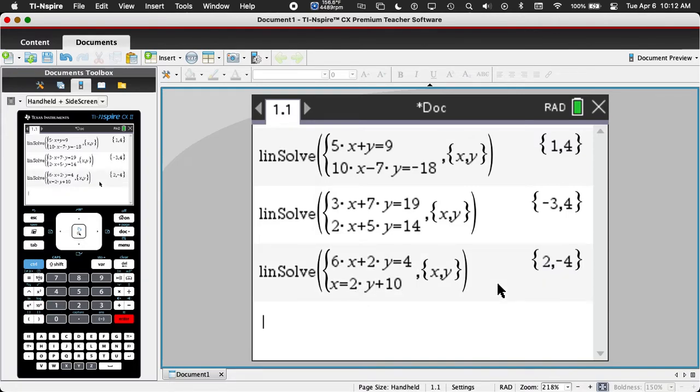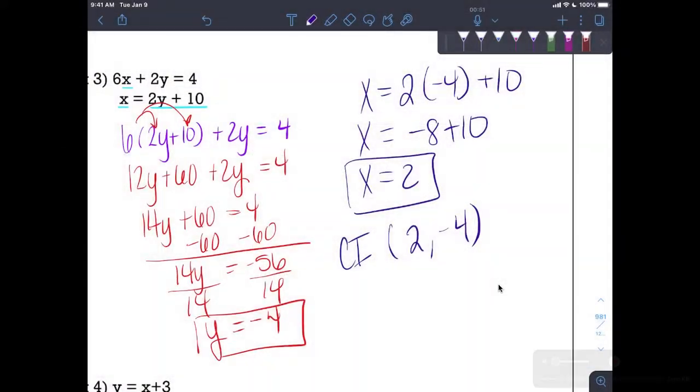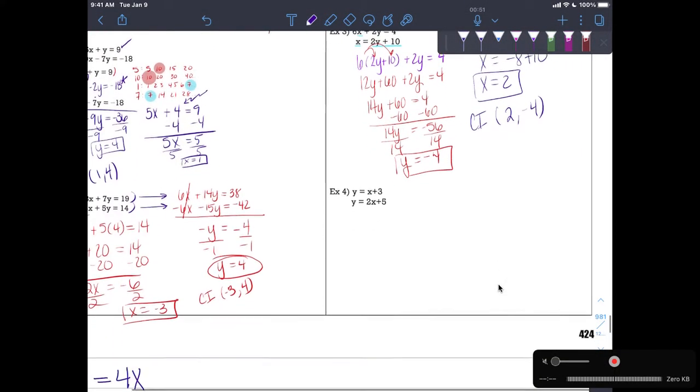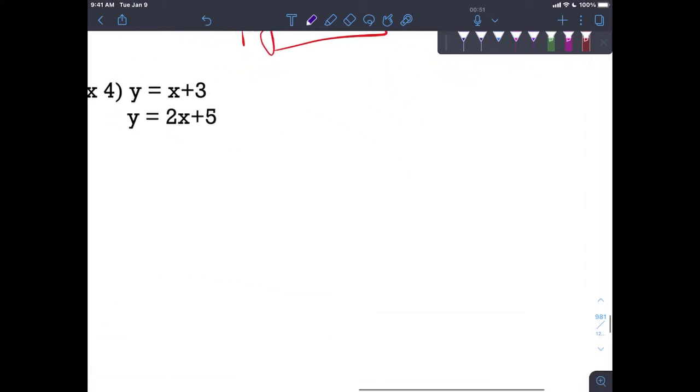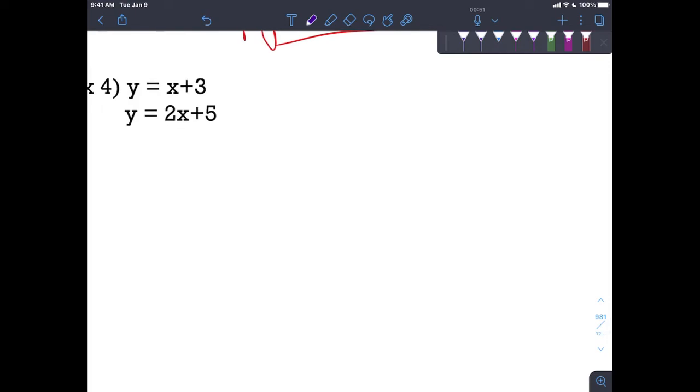And I received the exact same answer, so I got that one correct. So let's take a look at that very last one. Now, for this particular one, they told me that y is the same thing as that, and it's also the same thing as that. So I can switch around any way that I want to.